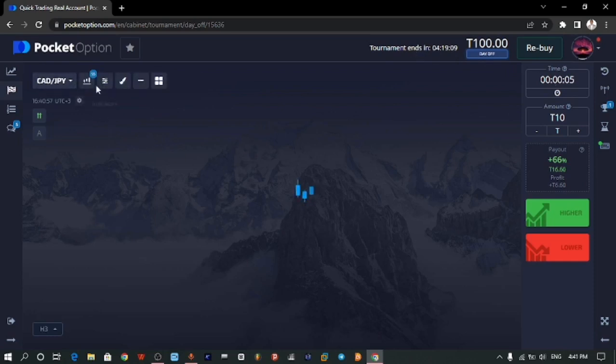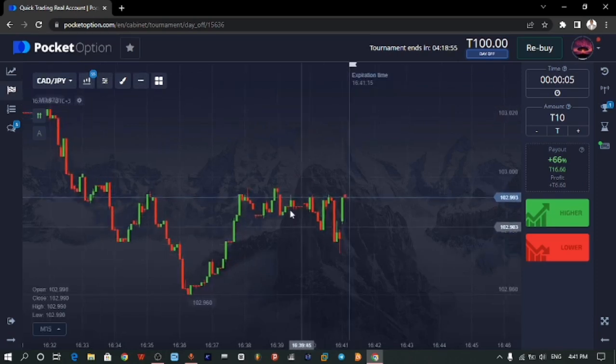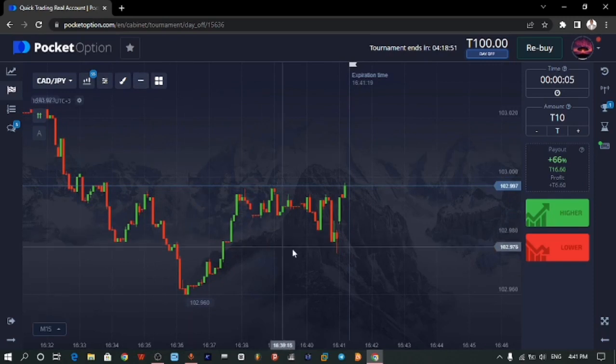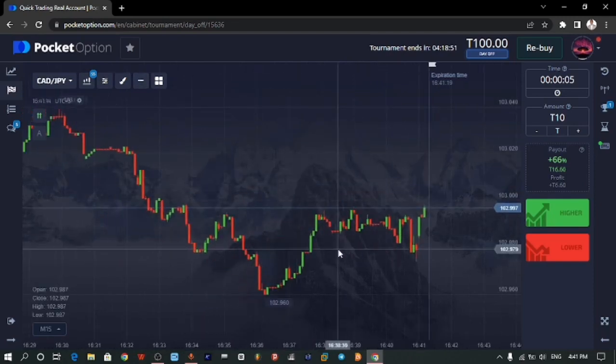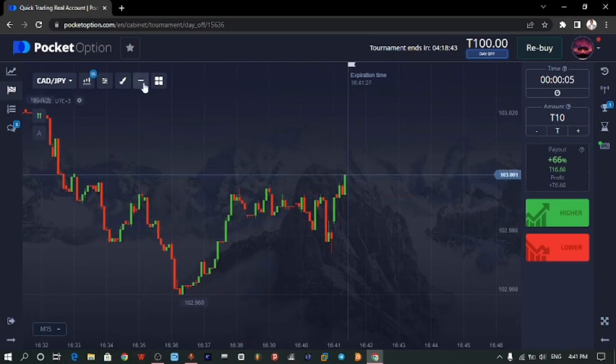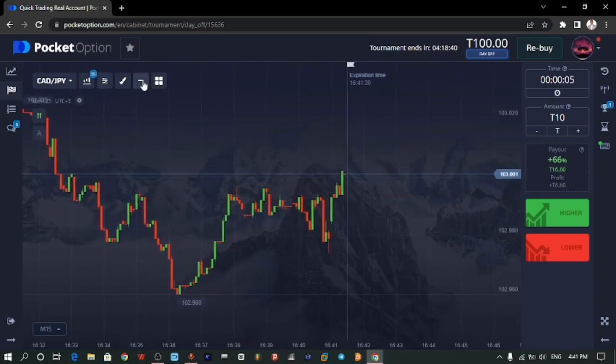So the first thing we have to do is go to the lowest possible time frame. That's 5 seconds. It has to be a candle, okay? It has to be a candle because otherwise it will be difficult to spot when the price changes.